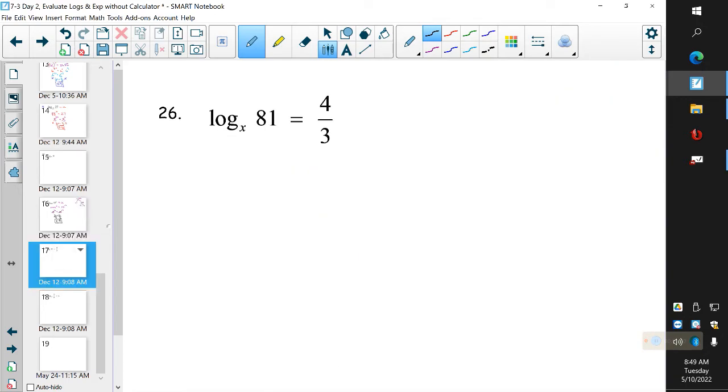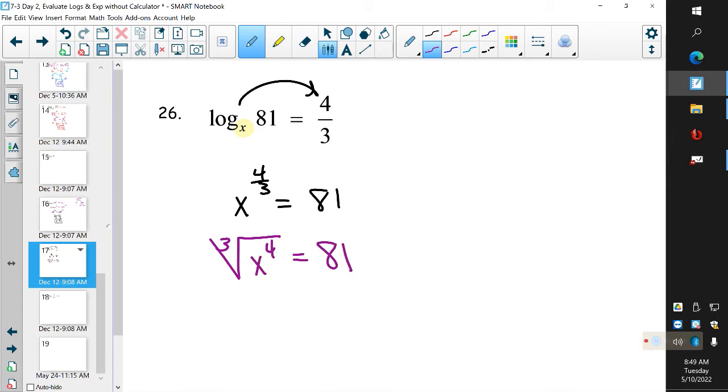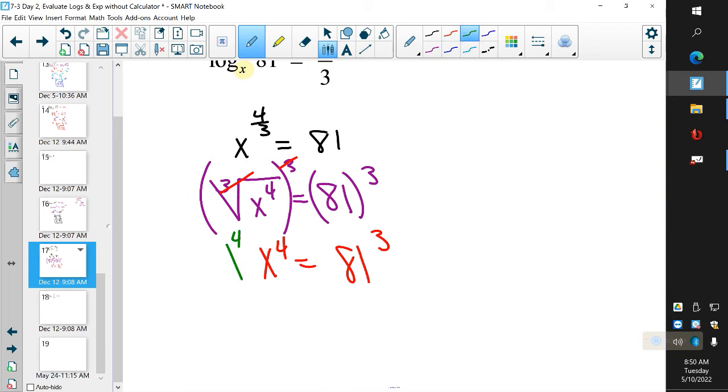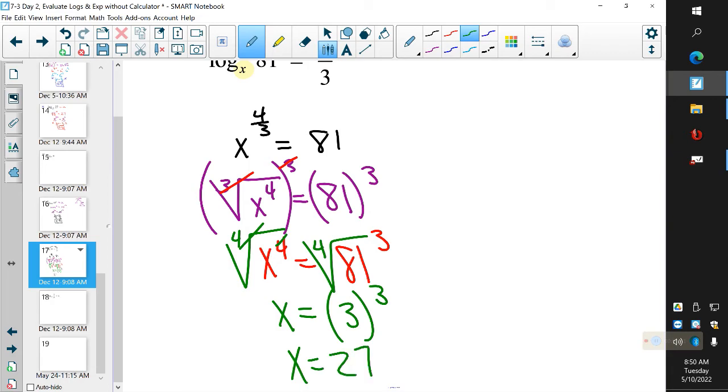Number 26. A logarithm. So my base is x. Look across the equal sign to grab the exponent, and that is equal to 81. So we're going to go ahead and rewrite this as a radical. So this is going to be the cube root of x to the 4th is equal to 81. Now, if I cube both sides, I'm going to get rid of my index, and that's going to be x to the 4th. I do not know what 81 cubed is, so I leave it. Now I'm going to take the 4th root of 81, which I do know, and that is going to be 3, and then I'm going to cube that 3 to give me 27.